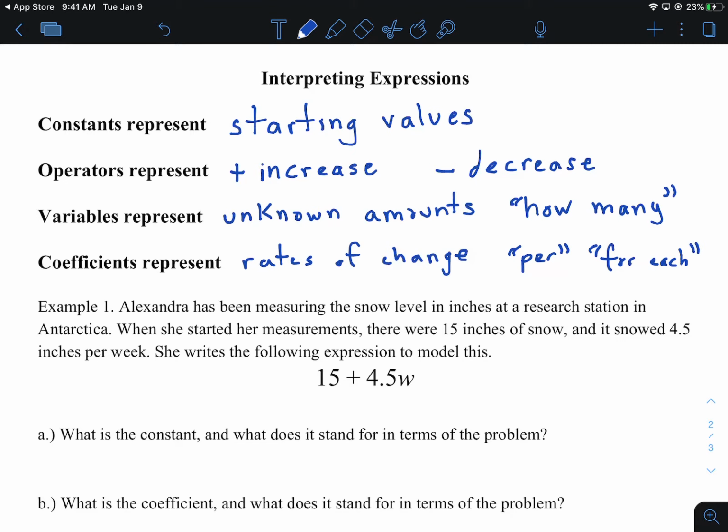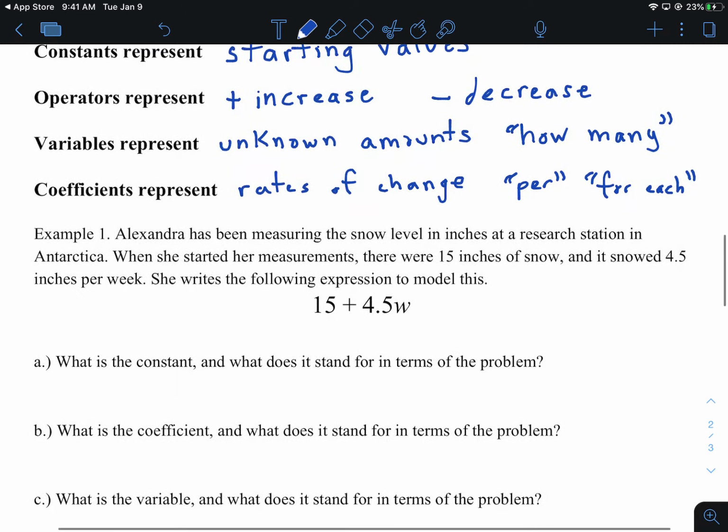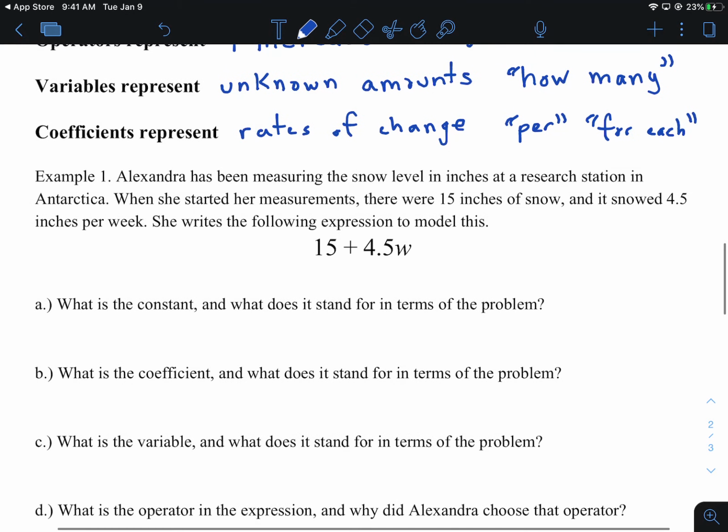So let's see an example of this. Alexandria has been measuring the snow level in inches at a research station in Antarctica. When she started her measurements, there were 15 inches of snow, and it snowed 4.5 inches per week. So she writes the following expression to model this.